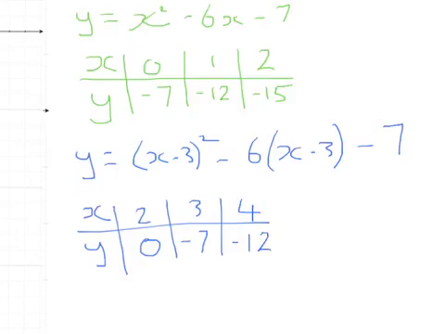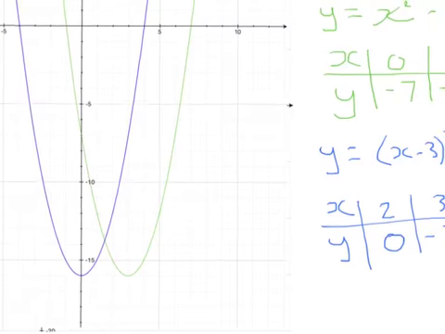Okay, hopefully you've spotted why I've chosen these values. What's happening here is the x value 4 is acting like the x value 1 did here. The x value 3 here is acting like the x value 0 did here. And if we look at our graphs, it's exactly what we'd expect to happen.